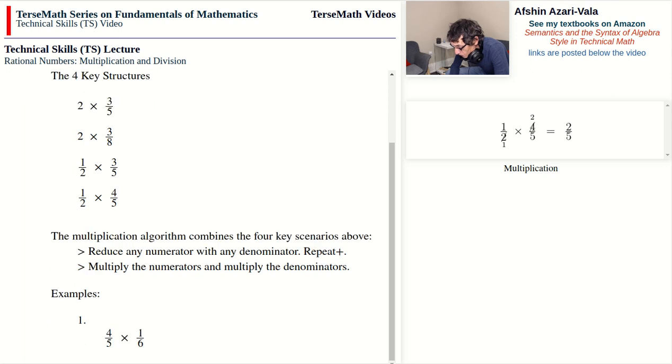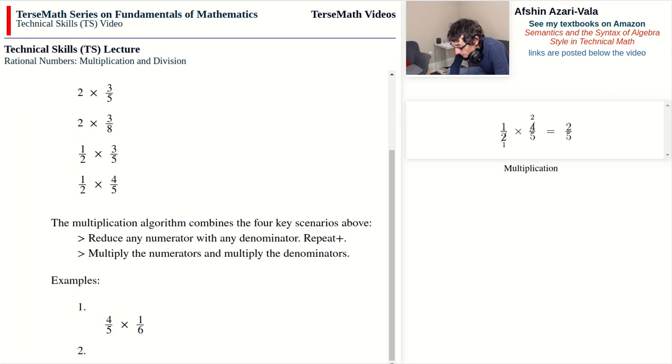Problem number 1, 4/5 times 1 over 6. And here what we can do is we can reduce 4 and 6. 2 goes into both 4 and 6. So we divide 4 by 2, and then we divide 6 by 2. And now that's step number 1, reduce any numerator with any denominator. And I cannot reduce anything more. 2 and 5 have nothing in common, and 2 and 3 have nothing in common. So we multiply the numerators and we get 2, and we multiply the denominators and we get 15.